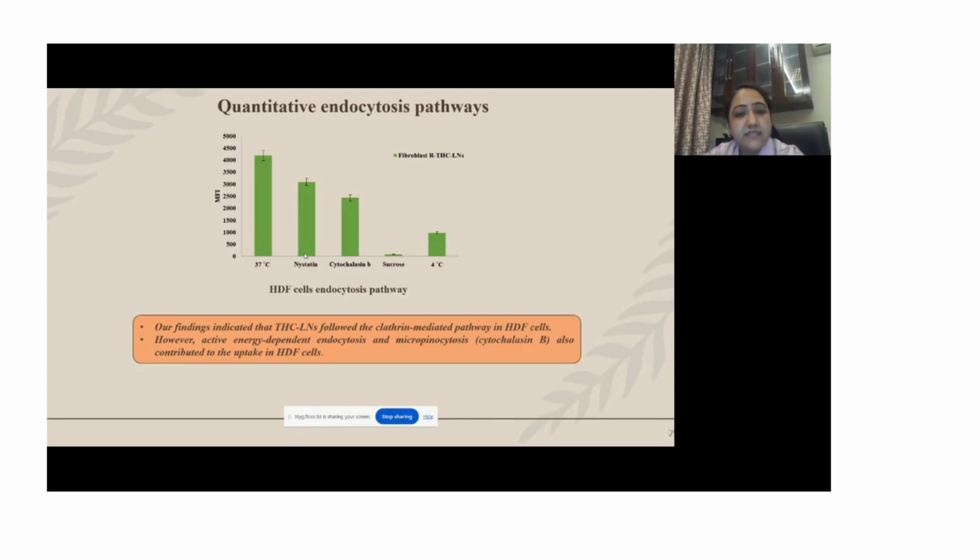So our findings indicated the THC-SLNs followed clathrin-mediated pathway in HDF cells. Clathrin means it showed the sucrose endocytosis inhibitor pathway. However, active energy-dependent endocytosis and macropinocytosis also contributed to the uptake in HDF cells. As you can see in the image, the mean fluorescence intensity with nystatin is around 3000, but with cytochalasin it's around 2500, and with sucrose it's less than 500. So, I have selected this pathway on the basis of this study.